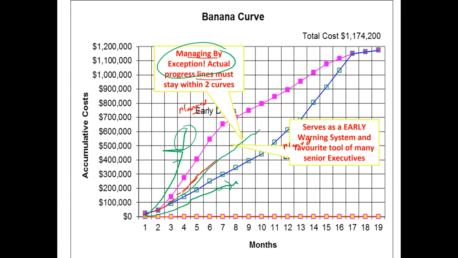So it also serves as an early warning system, and it is considered a good tool by various senior executives who may have to monitor a portfolio of projects, so a number of different projects taking place. So it may not be possible for them to go to the level of each block of construction and look at the cost data. Rather, it gives them a big picture overview of how things are progressing, and where there is an exception, where things are falling beyond these two lines, it triggers a review.